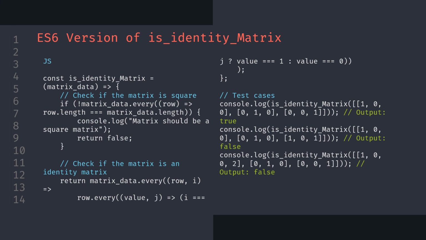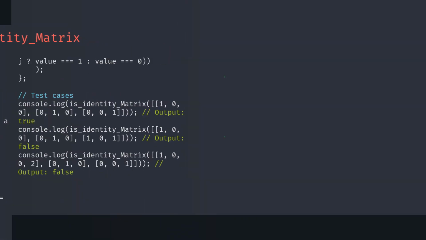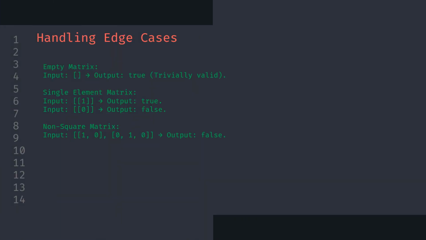The ES6 version simplifies the code using the every method for both square matrix and identity matrix checks. This makes the code more concise and readable. Edge cases to consider include empty matrices, single element matrices, and non-square matrices. These scenarios ensure the function handles all possible inputs gracefully.